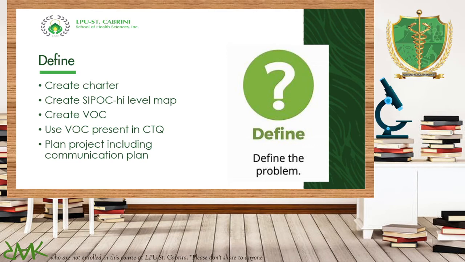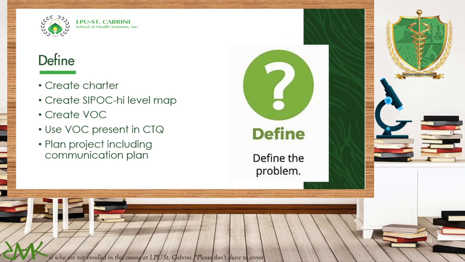So we have here define. If we are going to discuss define, it is simply about create a charter, create a SIPOC high-level map, create VOC, use VOC to present the CTQ, and plan project including communication plan. But the question is, what is this charter? Charter is established, no, a problem statement, the importance of the project, the scope of the project, measures, and the project schedule and resources. In other words, in the define process, you are having a brainstorming on knowing or indicating what is the problem in the process, what is the problem in the procedure.